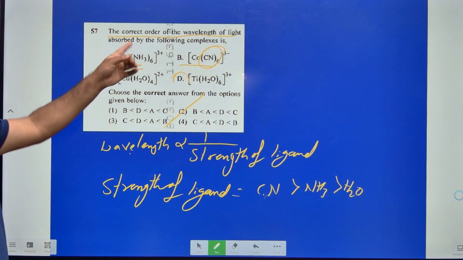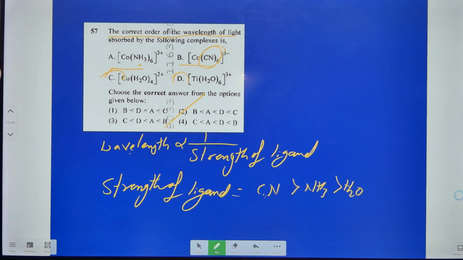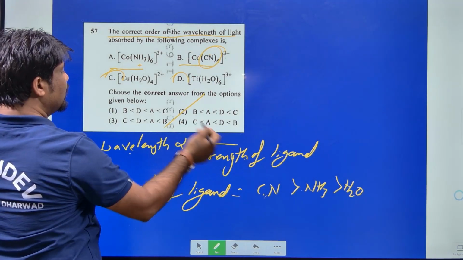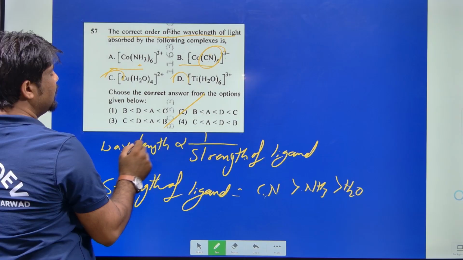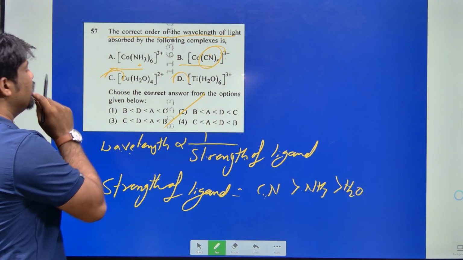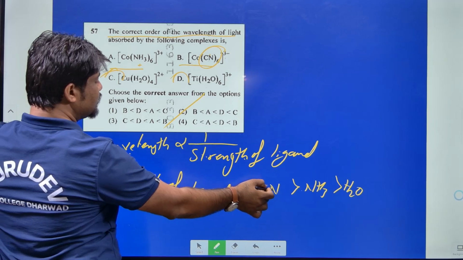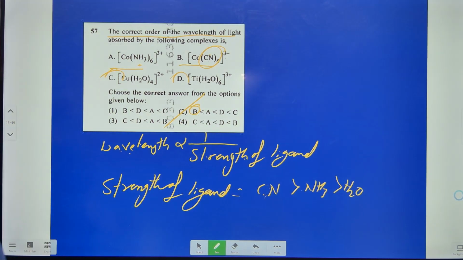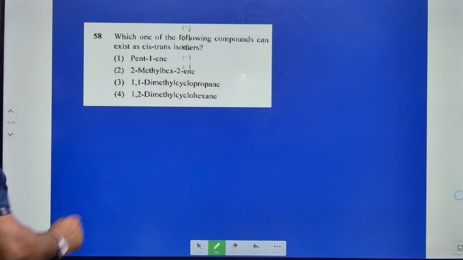That is the wavelength of the light absorption. Okay, wavelength of the light absorption, it is in increasing order. So here cyanide is a strong field ligand, and its wavelength is less. Greater the strong field ligand, lesser will be the wavelength. That's what cyanide is having, a strong field ligand, and its wavelength is this one. So the right answer is 2. Well, go to the next one.